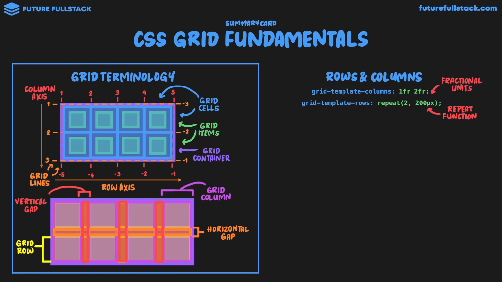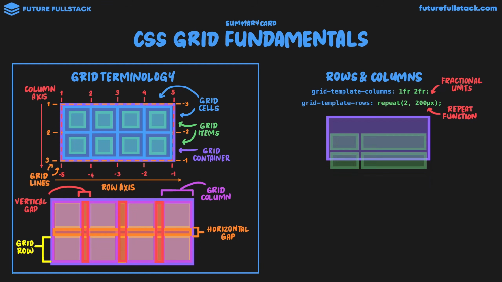These properties would then define our grid, which would look something like this, where we have 2 columns, where the width of the first column would be 1/3 the width of the grid container, the second column would be 2/3 the width of the grid container, and for the rows, we would have 2 rows, each with 200 pixels in height.